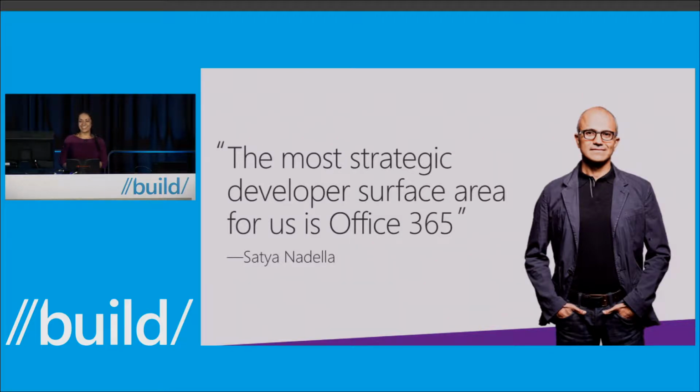So you've heard Satya yesterday in the keynote, and he's mentioned this before. We're very proud about it. The most strategic developer surface area for Microsoft is in Office 365. And the reason why these APIs are so important is because the data that is in Office 365, the organizational hierarchy, the calendar, the files, all those things are cornerstone for how the organizations get their stuff done. And the easier your applications can leverage all this information, the better experiences you can provide for our end users.